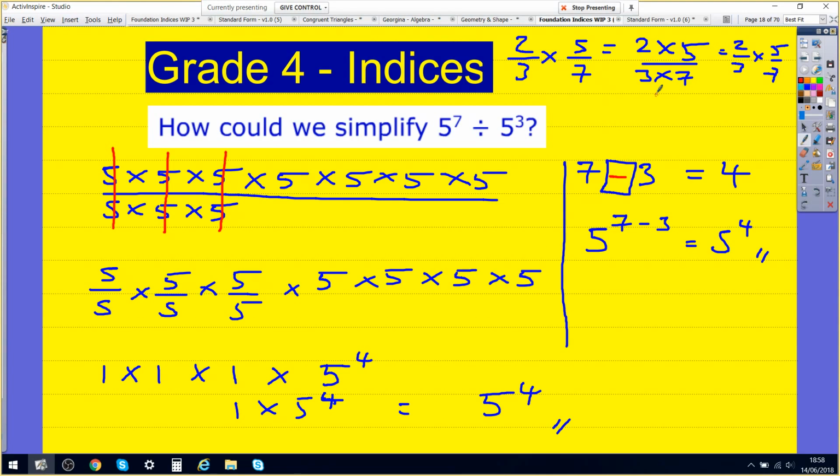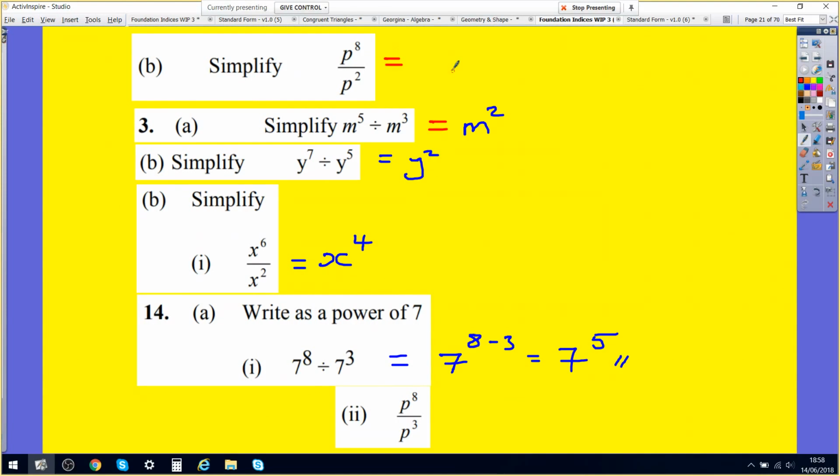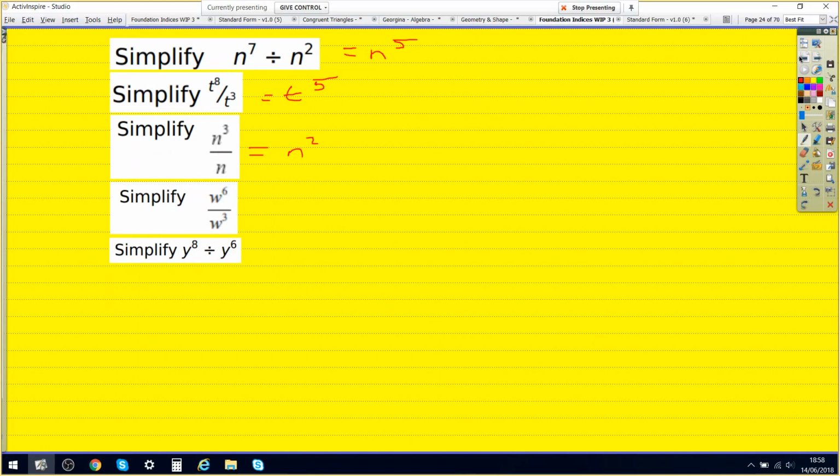Okay. Let me just go to a question that I skipped and we can do it now. What would be this first one up here? P to the 8 over P to the 2. P to the 6. Yeah, so copy the base, subtract the powers, dividing. Here we saw any number by itself is the same as to the power of 1. It's like divided by 1, same thing. These were divided.